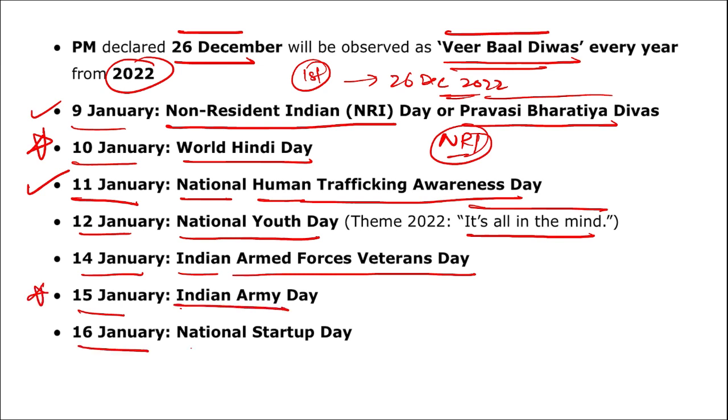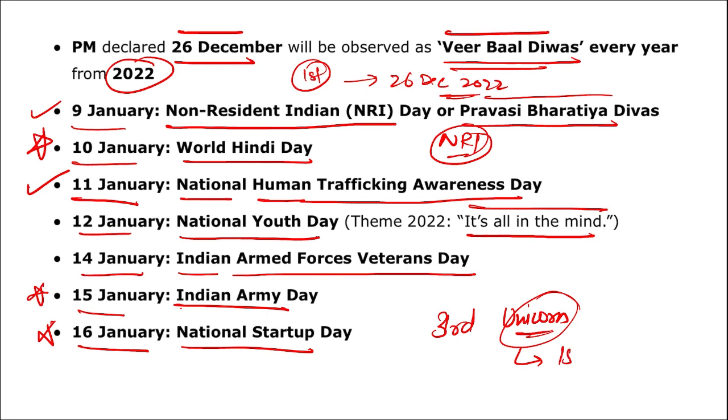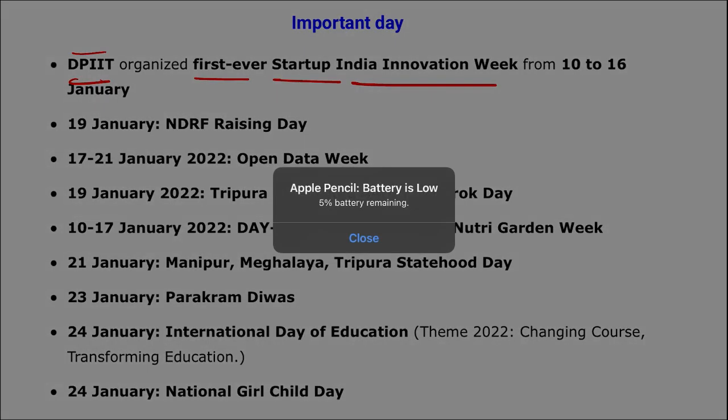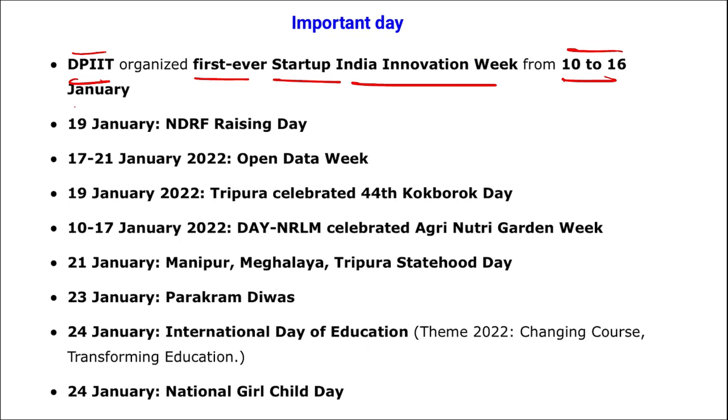15th of Jan, highly important, we observe Indian Army Day. Then on 16th of January, National Startup Day. As more and more startups are coming, India was ranked 3rd in the unicorn list, the countries with the most number of unicorns, and a unicorn is a startup with a $1 billion market cap. Next, DPIIT, we just saw the first ever Startup India Innovation Week from 10th to 16th of January. Then on 19th of January, mark this, NDRF Raising Day.